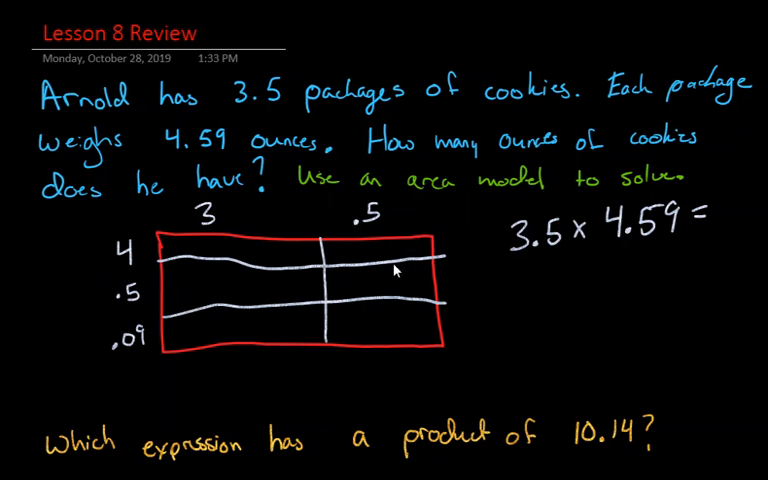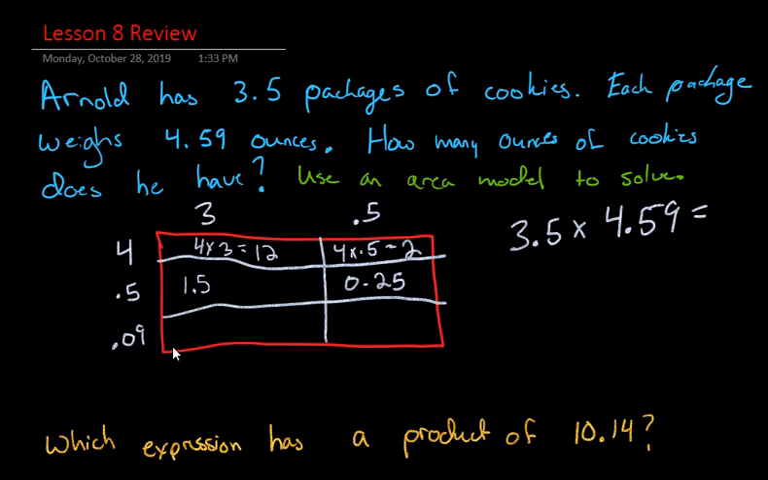So then all I got to do is find that for each area. So 4 times 3 is 12. 4 times 5/10, or 4 times a half, is 2. 5/10 times 3 is 1 and 5/10, because 5 times 3 is 15, one place to the right of the decimal. 5/10 times 5/10 is 25/100ths. 5 times 5 is 25, two places to the right of the decimal.